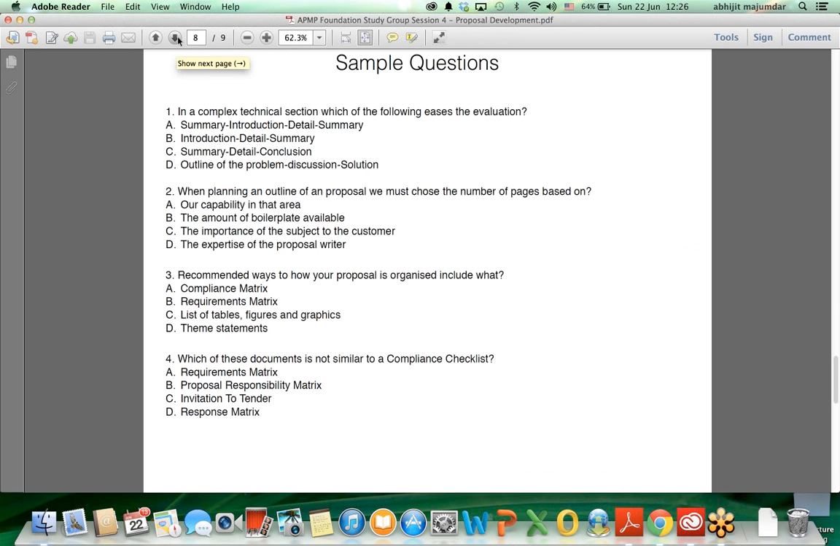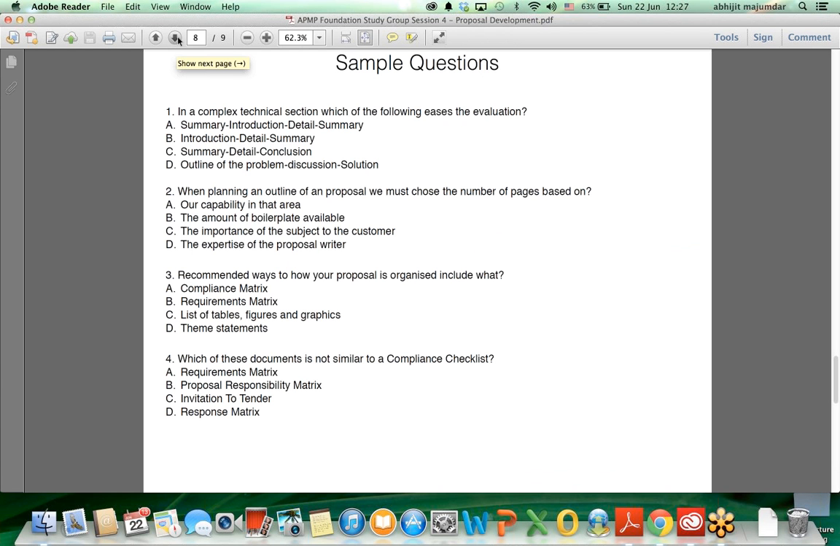So the question which we have here is: in a complex technical section, which of the following eases the evaluation? Now this is a part of your proposal outline. In your proposal outline, in a particular section, how do you organize your section? Should it be the summary of the section, the introduction, the detail and then the conclusion, or the introduction, detail and the summary, or the summary, detail and the conclusion, or the outline of the problem, discussion and the solution?